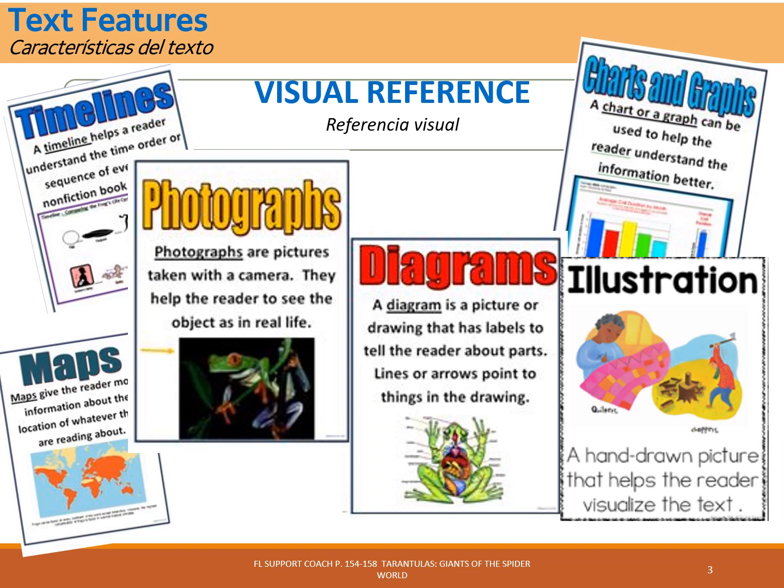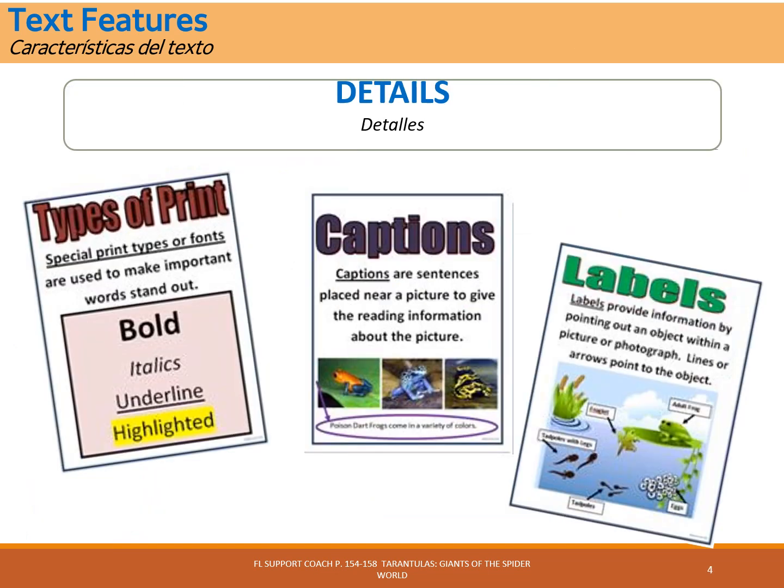Photographs, which are pictures taken with a camera that give you a real life example, and then diagrams, which is a picture or drawing with labels that kind of break down the parts and pieces of something that's connected with our topic. And then the last category we're going to look at right now is the details category of text features.